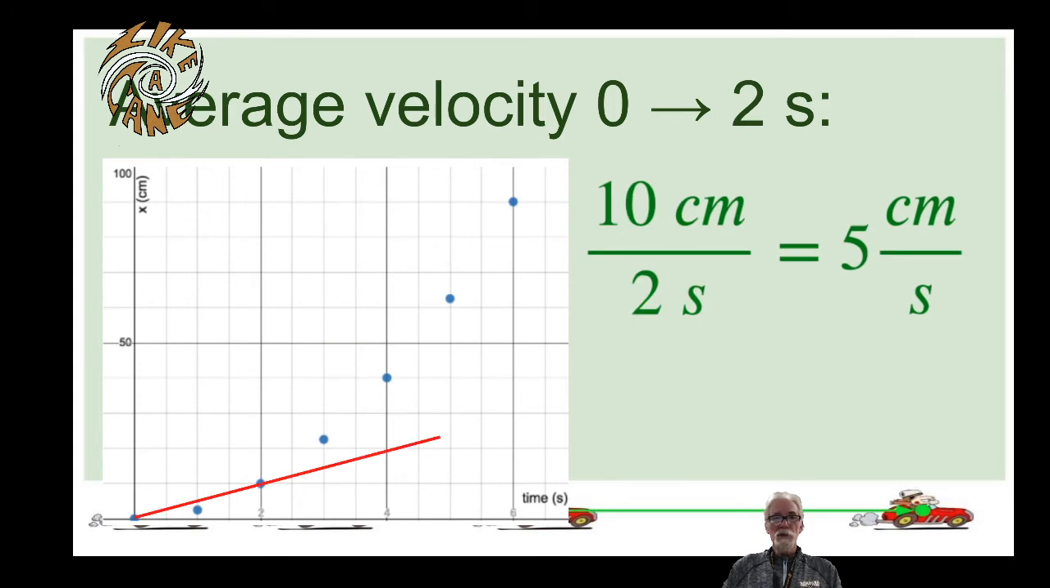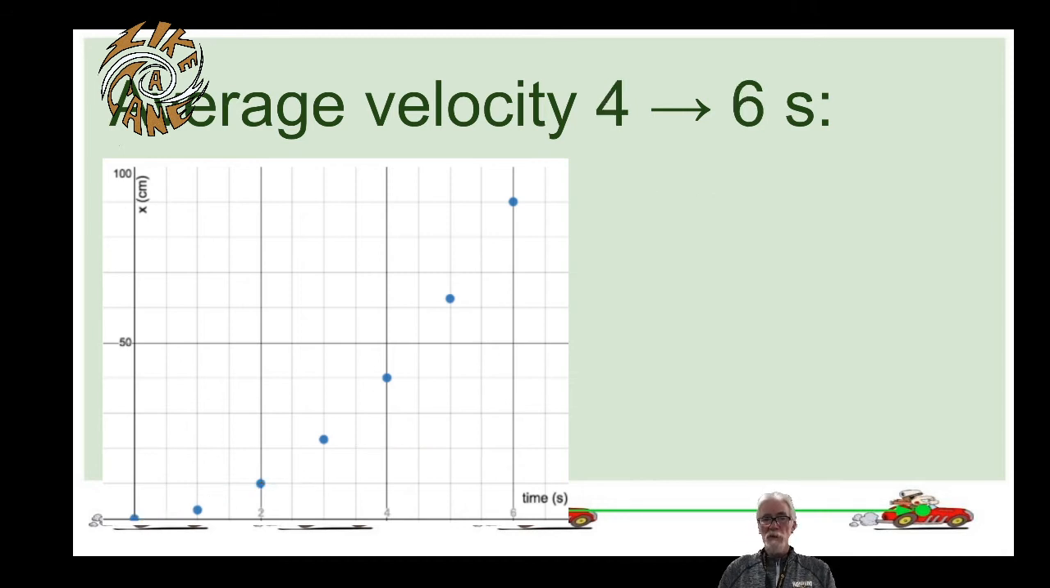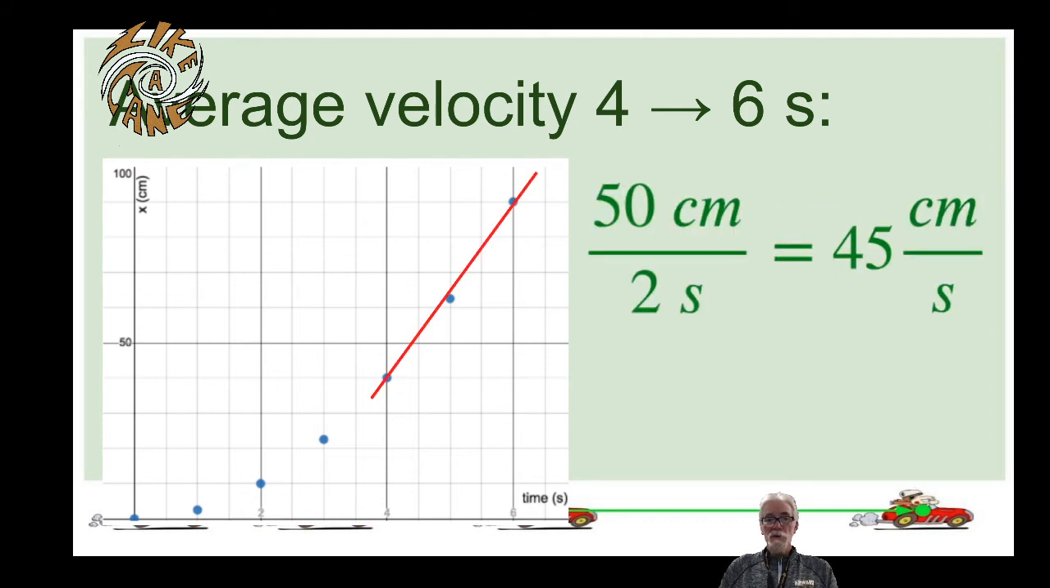If we zero in on the first 2 seconds, we can see that the average velocity there is lower than the average velocity over the whole time. The position change was 10 centimeters over the 2 seconds, and so that's a speed of 5 centimeters per second, compared with the velocity of 15 centimeters per second overall. If we look at the last 2 seconds, from second 4 to 6, there's a change of 50 centimeters in that 2 seconds, and so that comes out to 45 centimeters per second, and that's larger than the average velocity over the whole time.